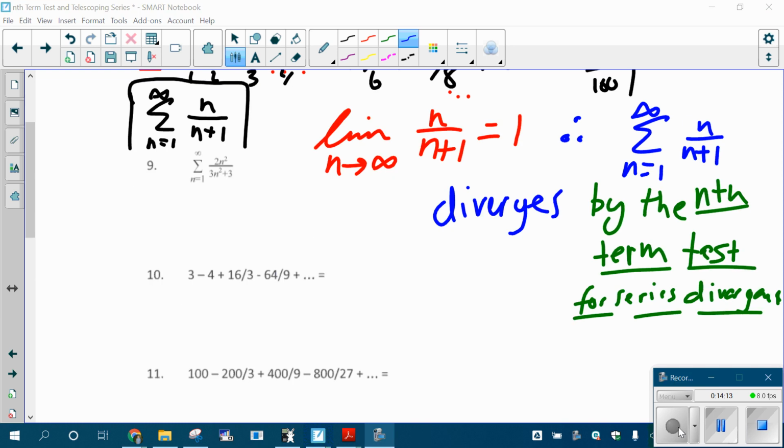Okay, flip back to your packet, pause the video, just to give 9 and 10 a try. Again, the question is, does the series converge or diverge? And if it converges, what does it converge to? Give 9 and 10 a try.